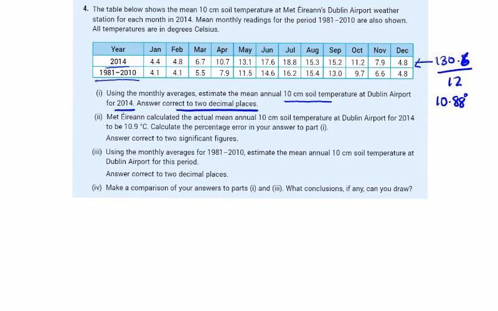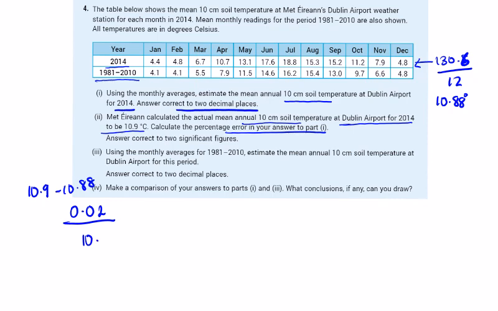And in part 2, Met Éireann calculated the actual 10 centimeter soil temperature for 2014 to be 10.9. Find the percentage error. So it's always like, what was it out by? Well, it was 10.9, so it was out by 0.02. That's 10.9 minus 10.88. It should have been 10.9.